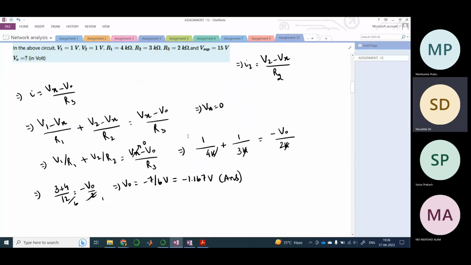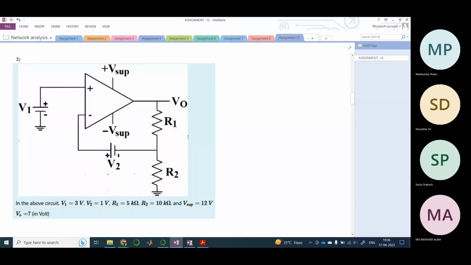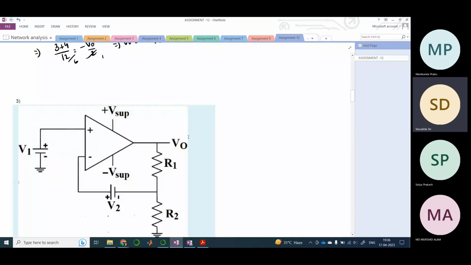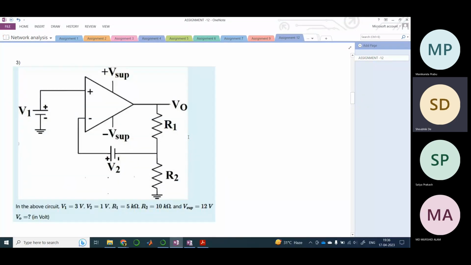Okay, fine. So now we will be looking at this problem. Manikananda, you were talking about this, so this is a problem where the virtual short circuiting principle won't work.